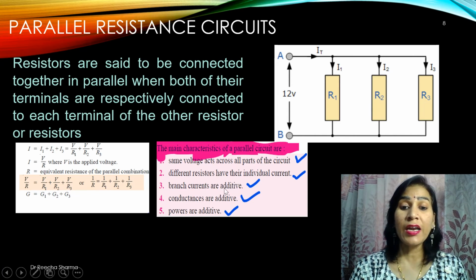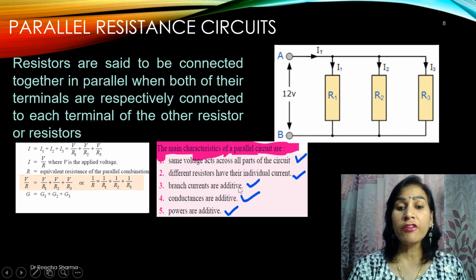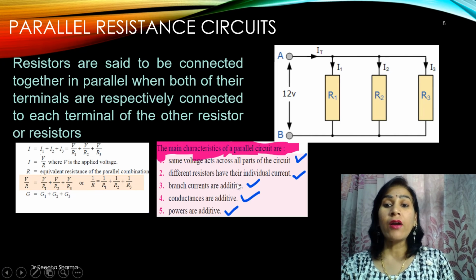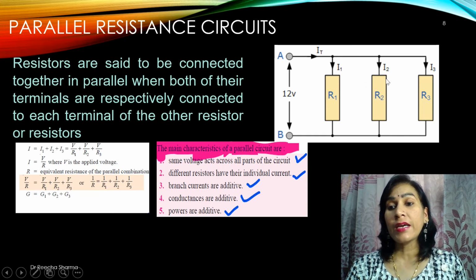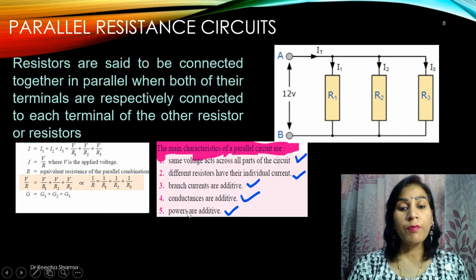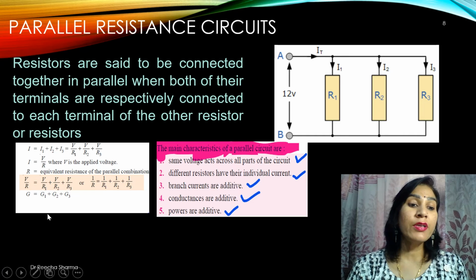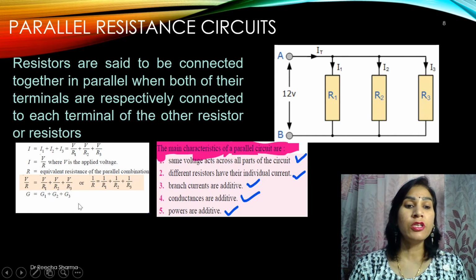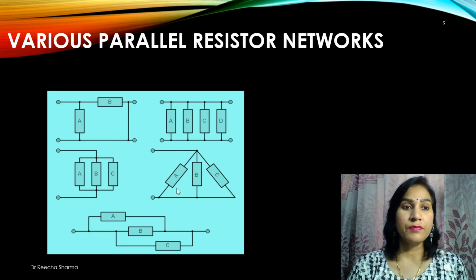Branch currents are additive. Additive means summation. We can add all the currents I1 plus I2 plus I3. Conductance is additive. G is equal to G1 plus G2 plus G3, and also the power is additive. The power can be P is equal to P1 plus P2 plus P3. So this is about the resistances connected in parallel.